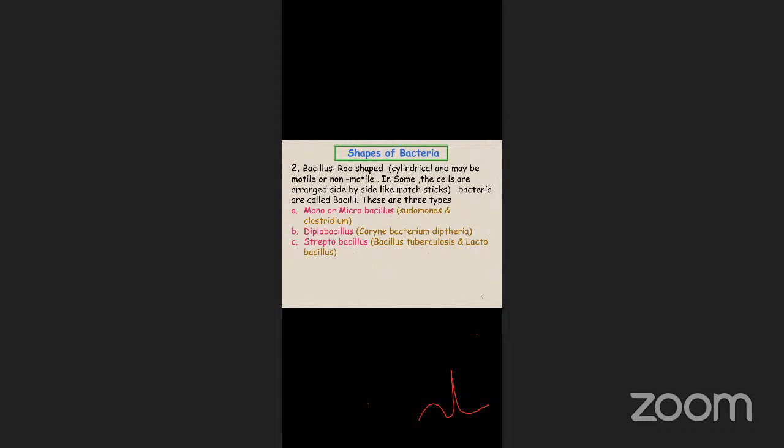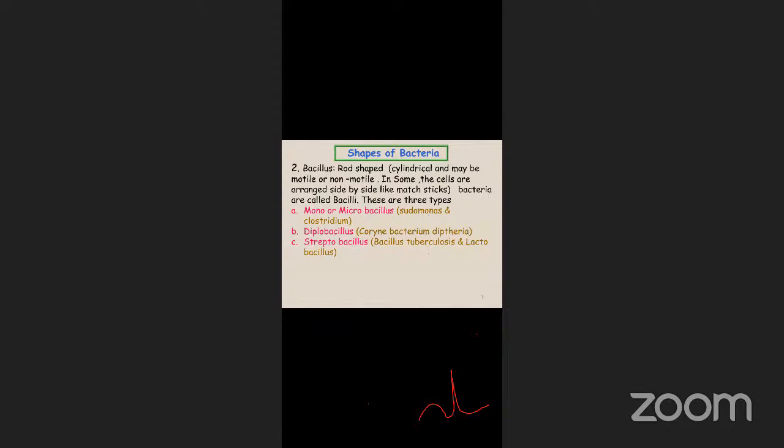Among these bacillus type bacteria, some bacillus species are motile in nature and some are non-motile. The cells are arranged side by side, like matchsticks, everyone. Yes, sir. Matchsticks. Same like this, the bacillus bacterial cells are arranged side by side like matchbox sticks. This type of bacteria is called bacilli. These are the three types.